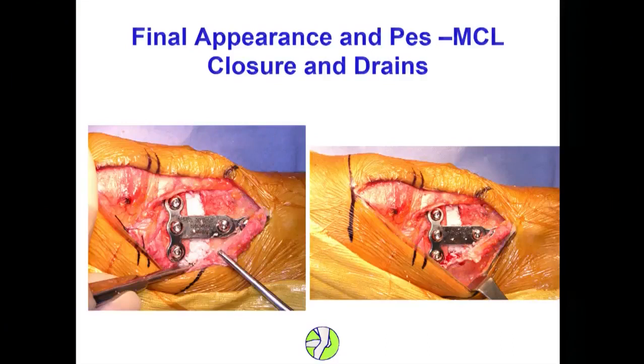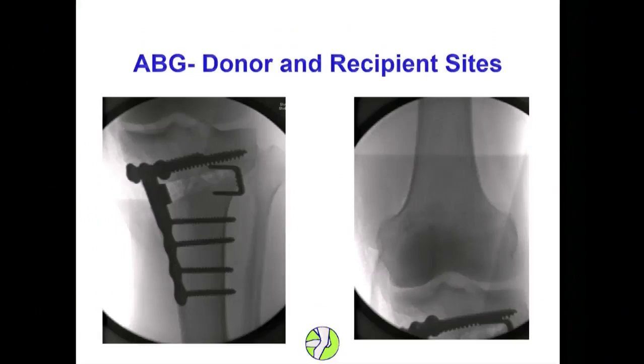You then close your pes and your superficial MCL back. If the MCL is lax, you'll advance it. It gets nice and tight. And then you let your tourniquet down, and that entire allograft just fills up with bone marrow-derived cells, and it heals quite rapidly, about 8 weeks.